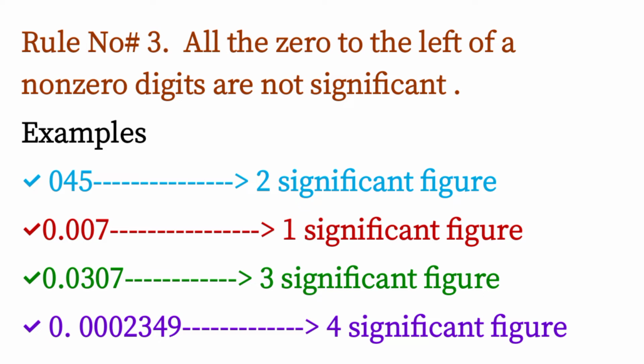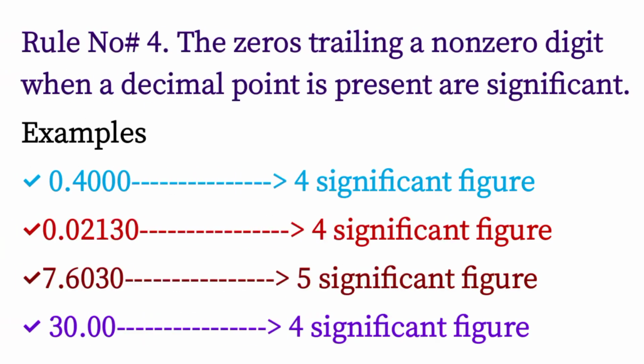Then the last one on row number 3, we have got 0.002349. So the first four zeros are not significant, but the remaining values, which is 2, 3, 4, 9, are significant. Therefore, we have got four significant figures. Let's go to rule number 4.